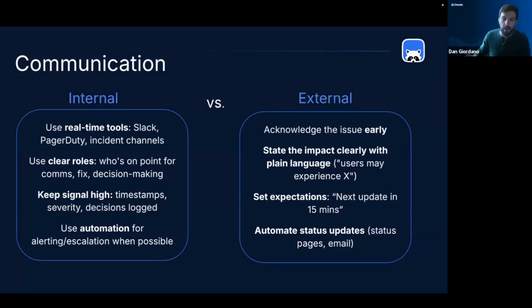On the external side, we need to be clear, concise, and early. So as soon as we know something is going wrong, we want to be able to tell our customer base, our user base. We want to state the impact clearly, what they may be experiencing, and then we want to set expectations, either clearly on the next update or when we think something is going to be resolved. But external communication, being clear and being early in actually communicating, is extremely important.